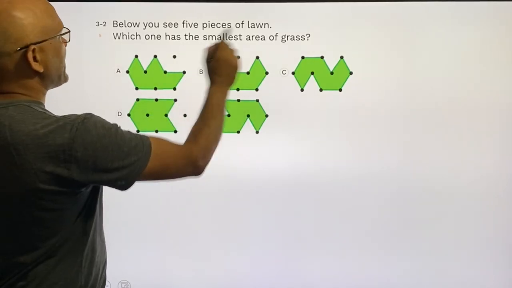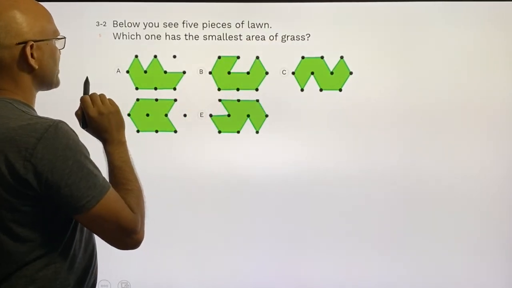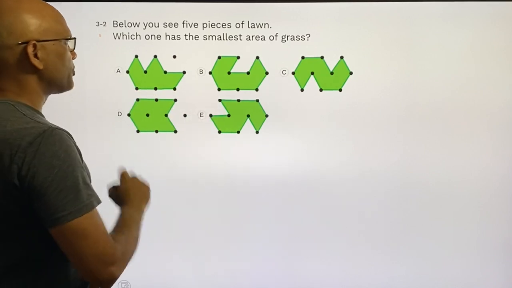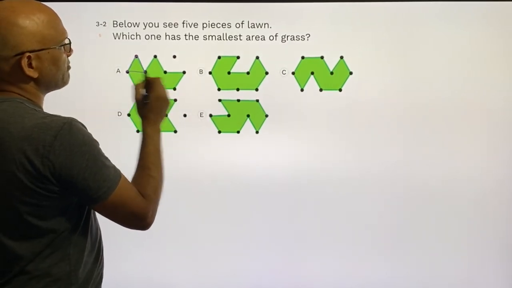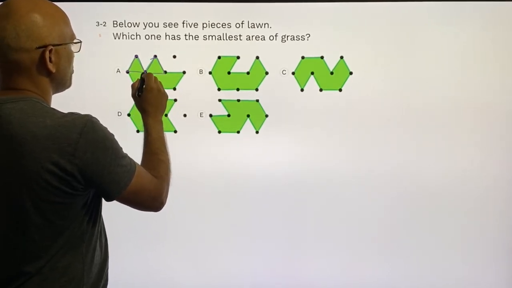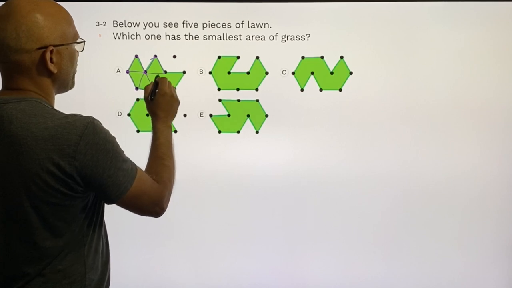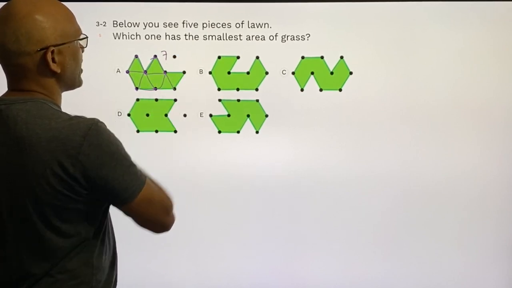Below you see 5 pieces of lawn. Which one has the smallest area of grass? So let me just count up the areas. I can see that I can divide the areas in triangles and count them up. So here 1, 2, 3, 4, 5, 6 and 7. So this has 7 triangles.